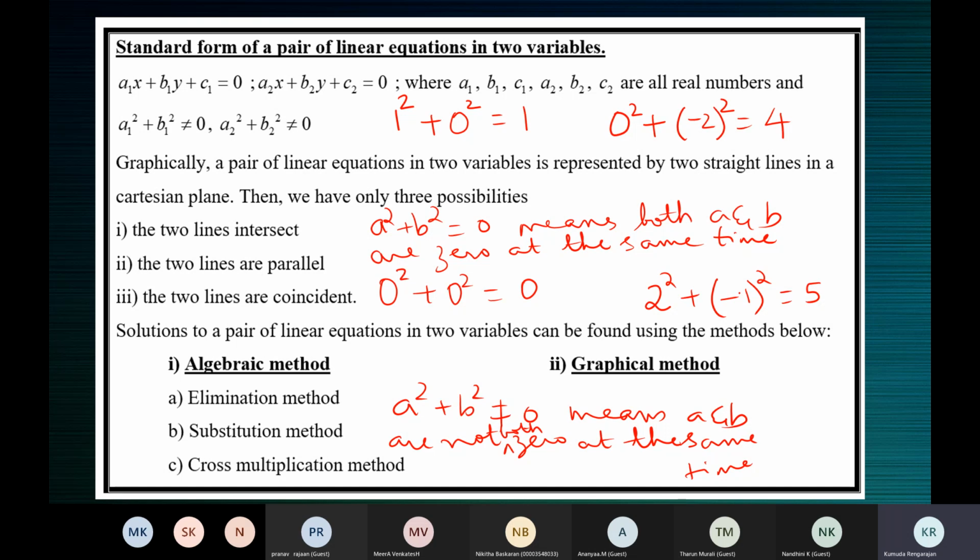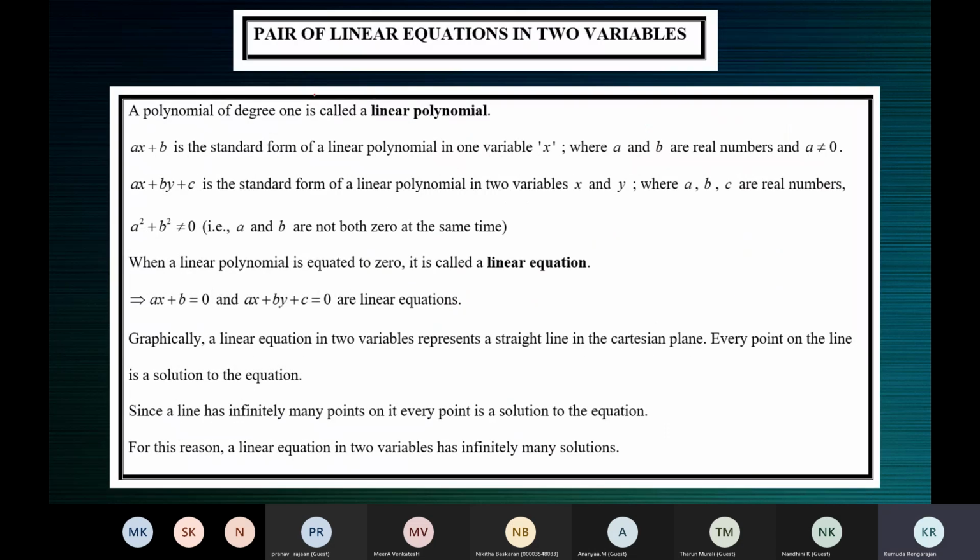In the standard form ax plus by plus c, both a and b should not be 0 at the same time. Both of them should not be 0. One of them can be 0. So that means a square plus b square, if it is equal to 0, that means a is 0, b is also 0. When you say not equal to 0, that means both of them are not 0 at the same time.